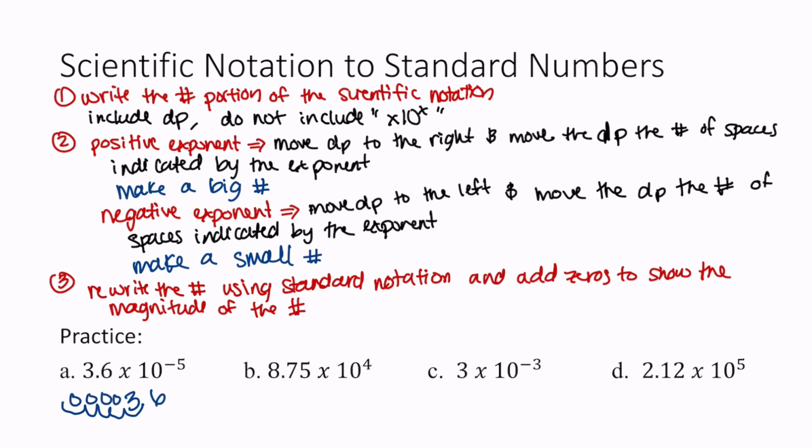And I can rewrite this as 0.0000036. I see that I had 4 zeros. With a big number, I'm going to rewrite my number. So it will be 8.75. And I'm going to move my decimal point to the right to make a large number. I'm going to add the zeros in and then rewrite my number. You can go ahead and do the remaining two to get your practice.